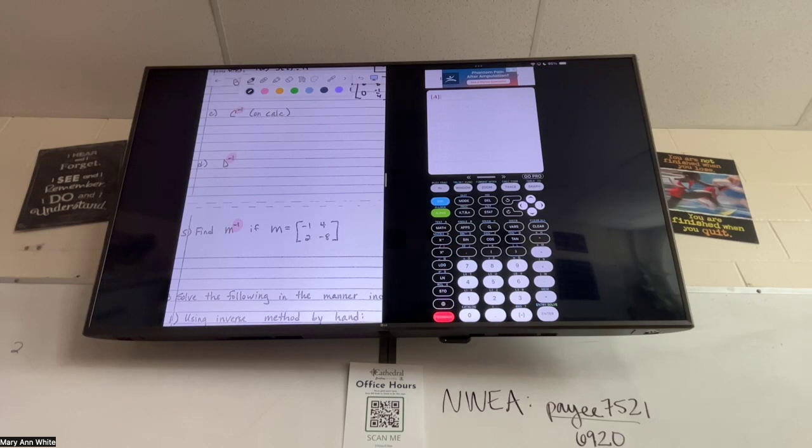Now I wanna do this matrix raised to the negative first to do my inverse. I'm gonna press the X to the negative first button. This looks exactly like what it looks like on my paper. I'm gonna press enter. Yes, Ian.